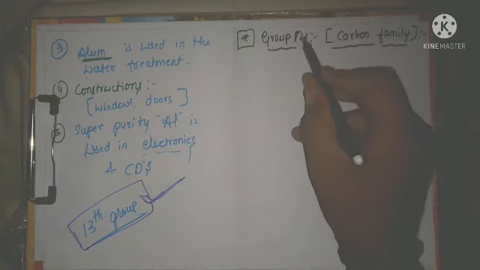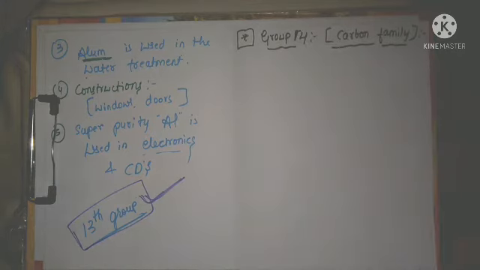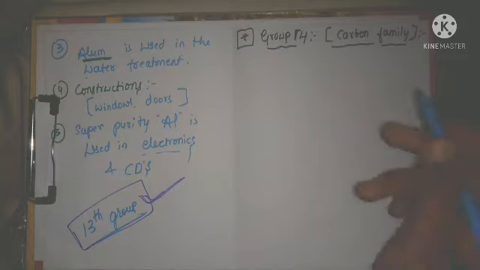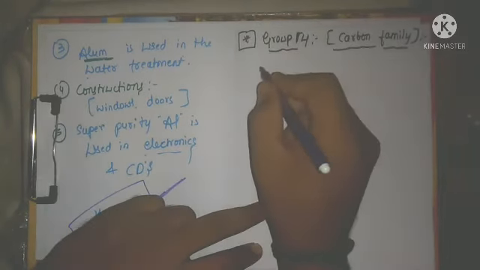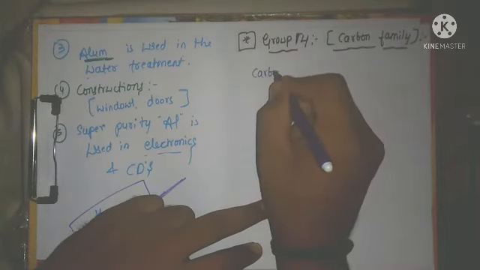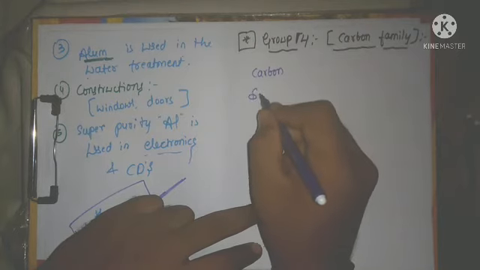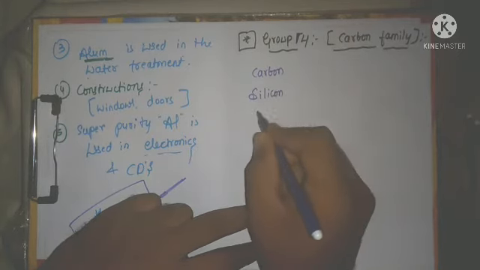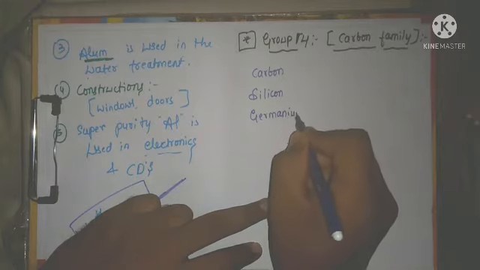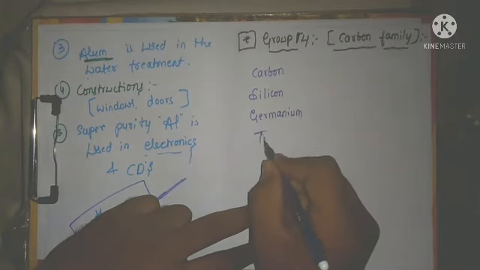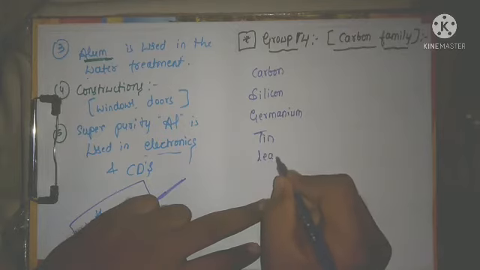Here it is group 14, right? That is also called as what? Carbon family. Now we will see what are the elements in the 14th group. I will write the elements here. The elements in the 14th group are carbon, silicon, germanium, tin, and the last one is lead.